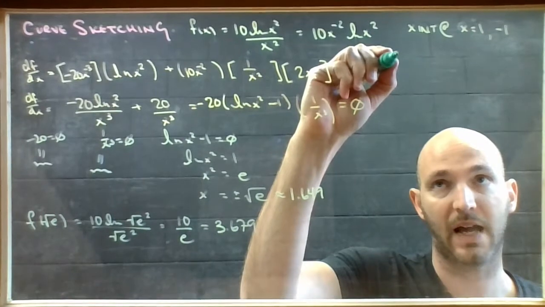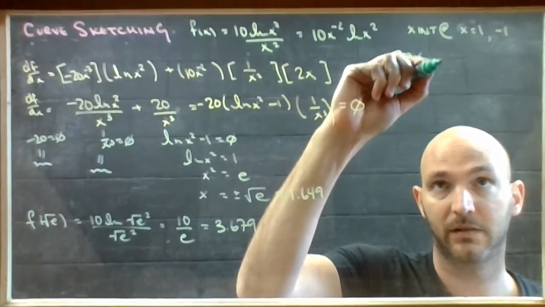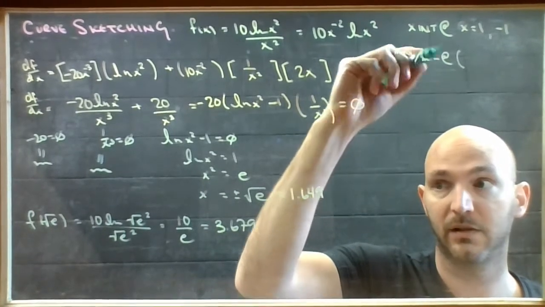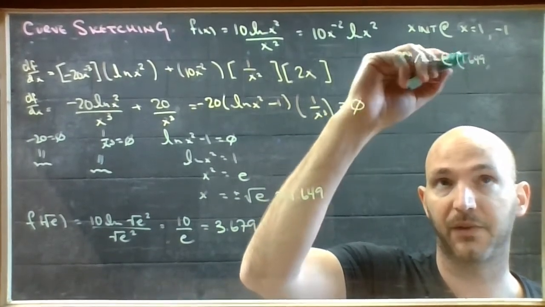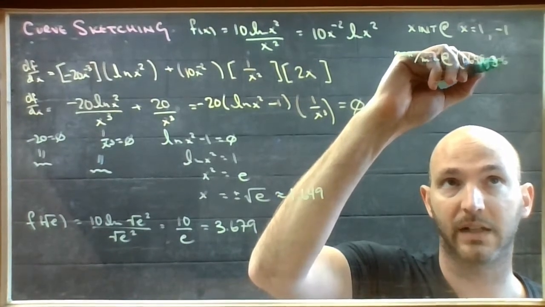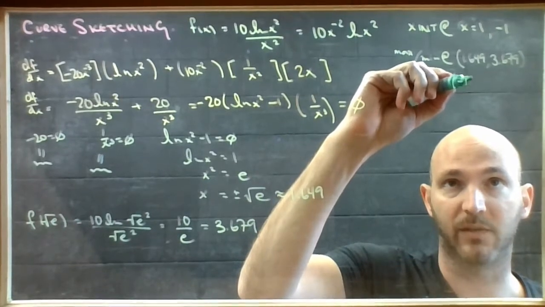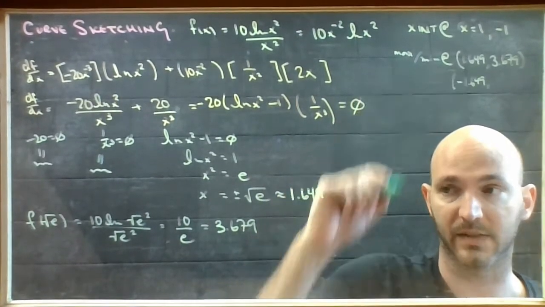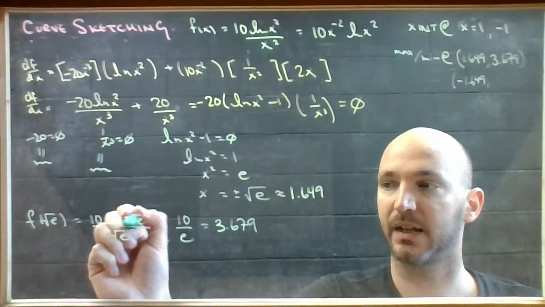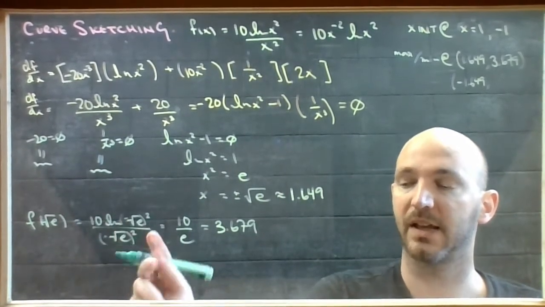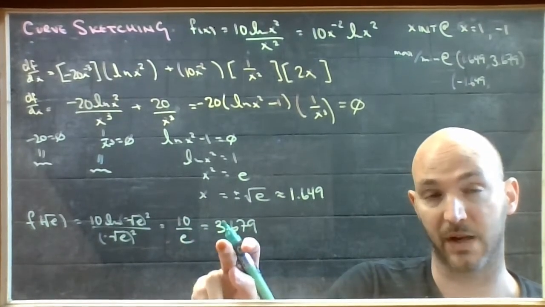So I have a max or a min, I don't know which it is yet, at 1.649 on the x and 3.679 on the y. There's also one at negative 1.649, so if I have to work out the y values for that, make this negative, that would be negative, that would be negative. As soon as you square a negative, it becomes a positive, so I return the same y value.